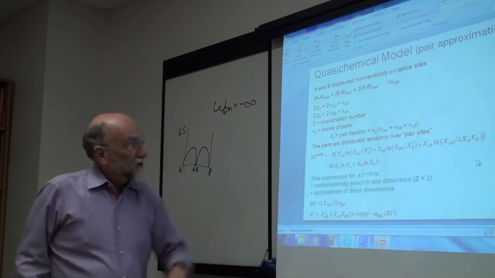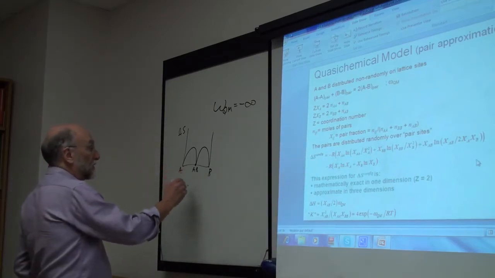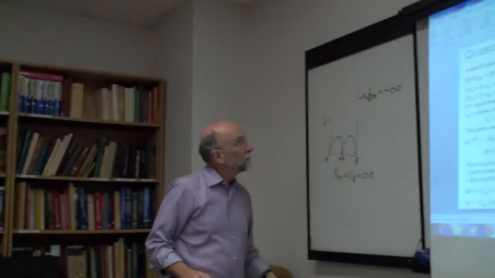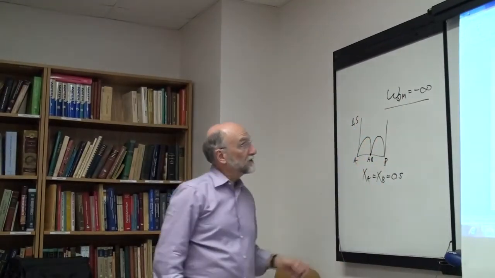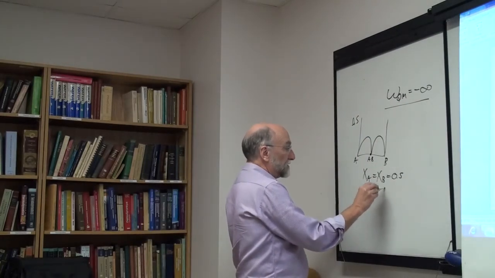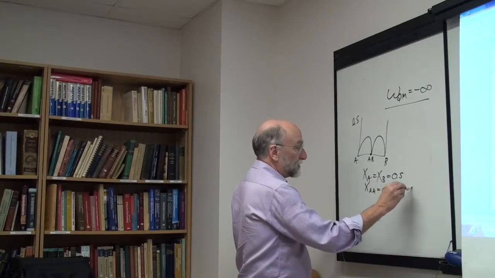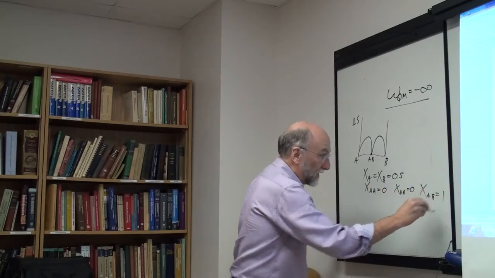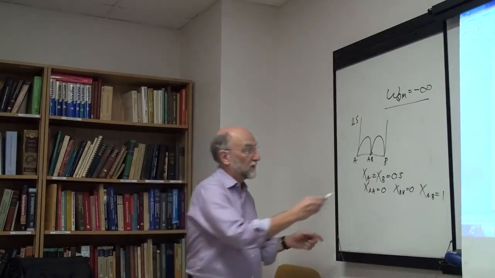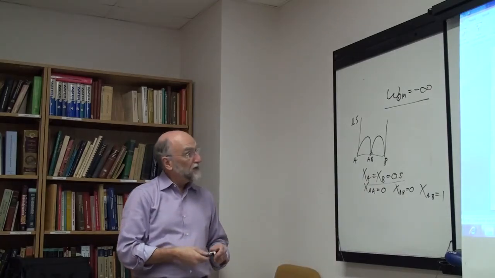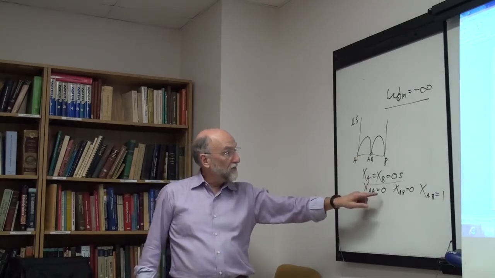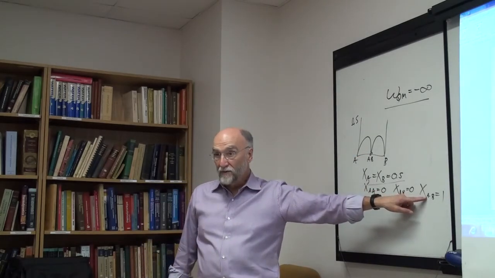But if you put that into this expression, what do you get? Let's assume that XA equals XB equals 0.5. I'm doing this in the limit of omega going to minus infinity. If XA equals XB equals 0.5, the fraction of AA's is 0, the fraction of BB's is 0, and the fraction of AB's is 1 at this point. So when the mole fraction of A equals that of B and the quasi-chemical parameter omega is minus infinity, you have no AA pairs, no BB pairs, you only have AB pairs.